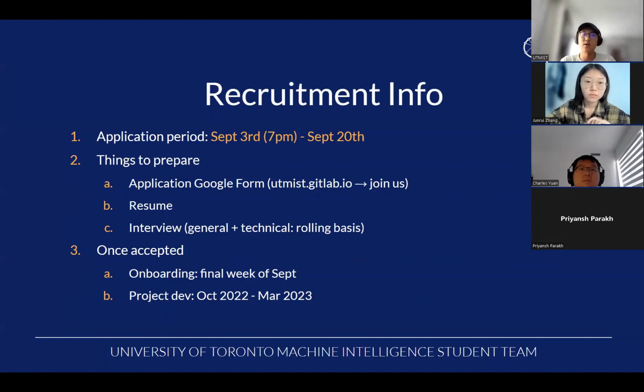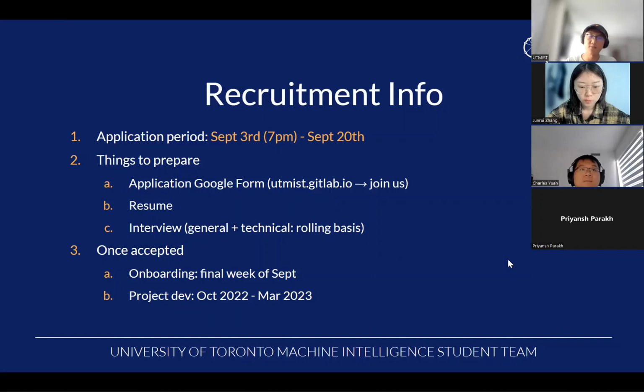There are 3 things to prepare for the application. First thing is you will have to fill in the Google form on the Join Us tab on our website. In the form, you will choose the position you're hoping to apply for. Feel free to apply for multiple positions. You simply have to submit the application multiple times.